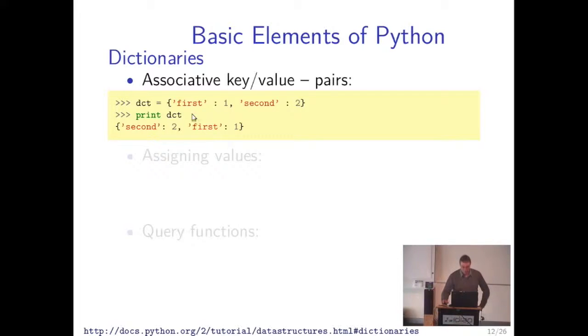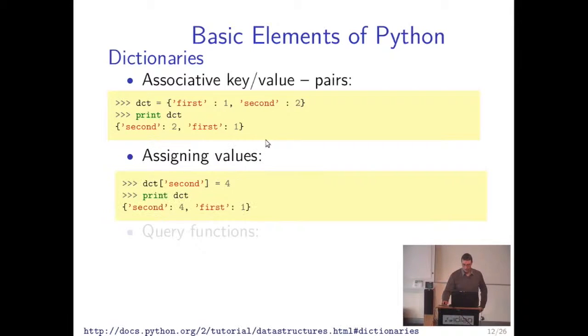This is because the dictionary uses some hash functions to store the keys and to order the keys. So the hash function for second seems to generate a smaller result than for first. And so that's why you get the second value printed first here. So the rule is you should not rely on the order of elements in the dictionary.